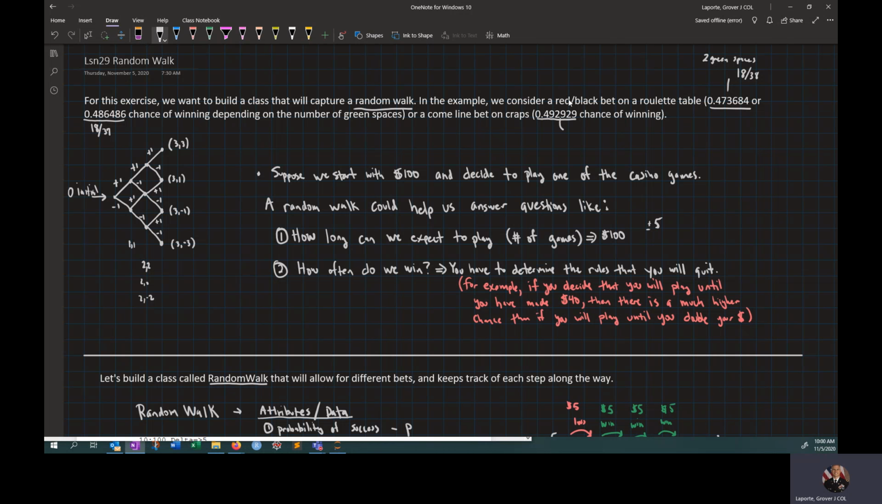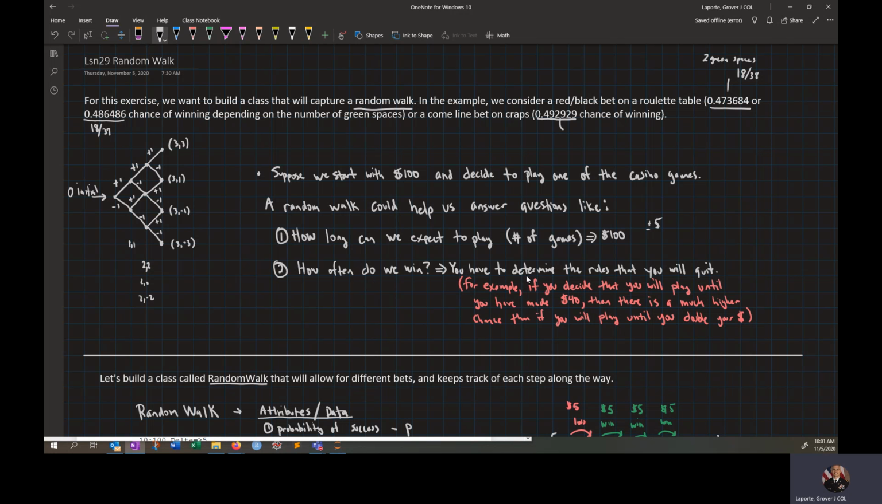And then, oh, by the way, I'm playing the best odds in the casino without even thinking. I mean, you could probably get better odds with other things if you think about them real hard. But if you just want to go and have fun, then the come line on the craps, I believe, is the best probability that we can get in the casino. How often do we win?